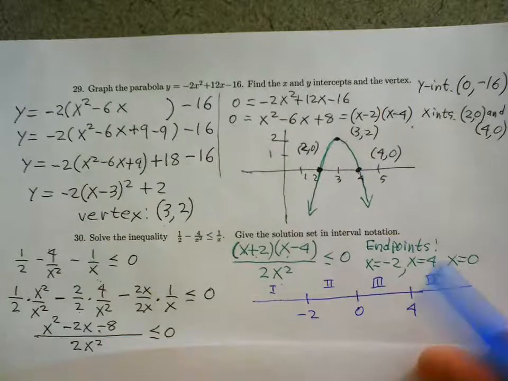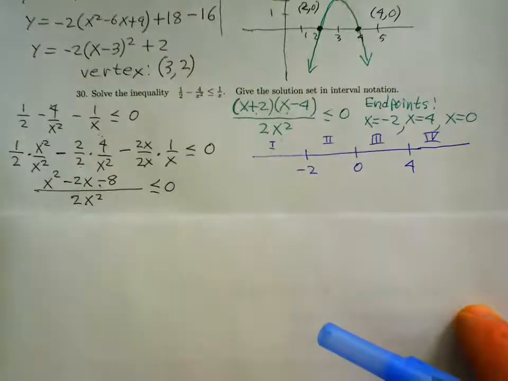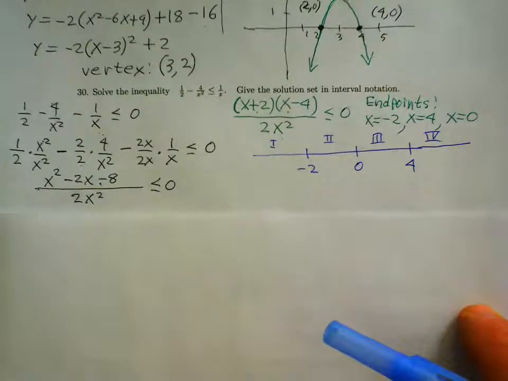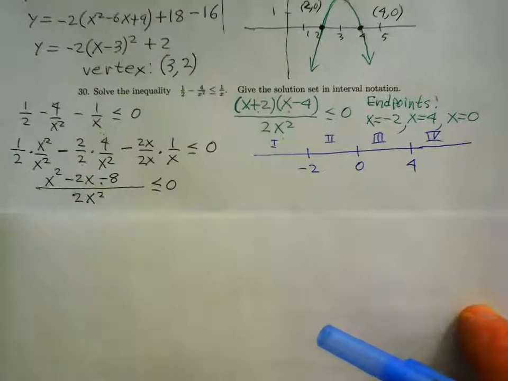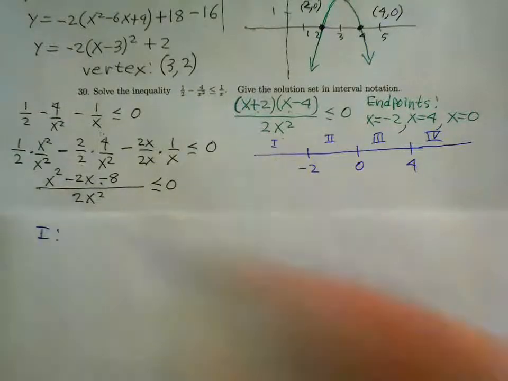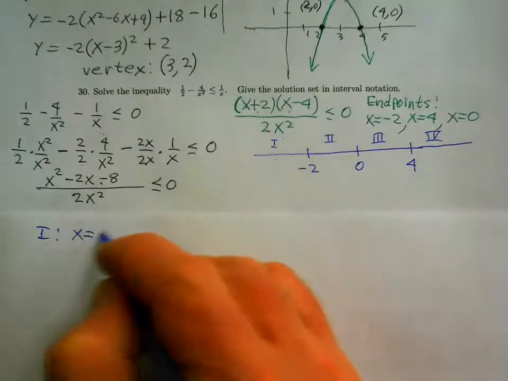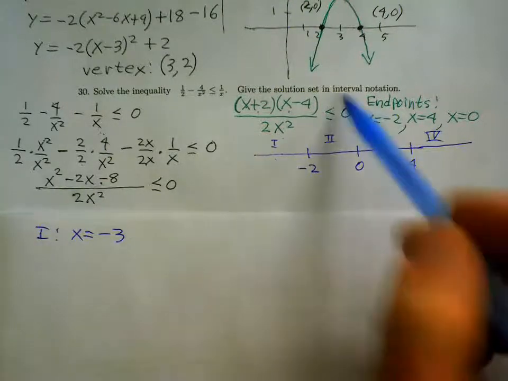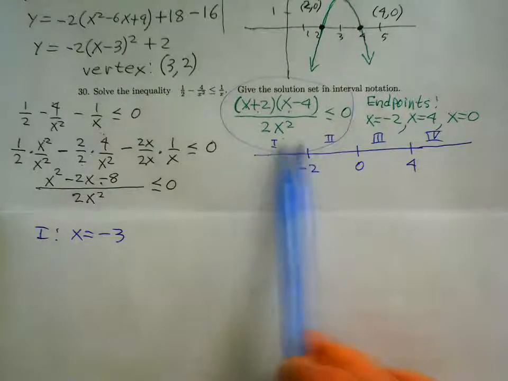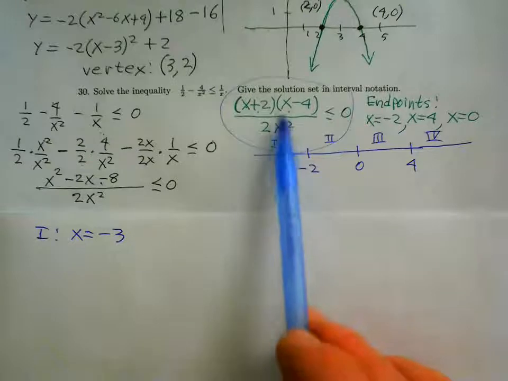I'll use extra paper here. So in this first interval on the left, let's pick x to be -3. And we can use the factored form of the inequality. Replace every x with -3.